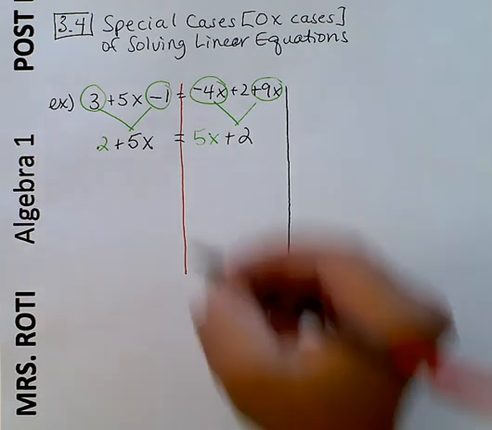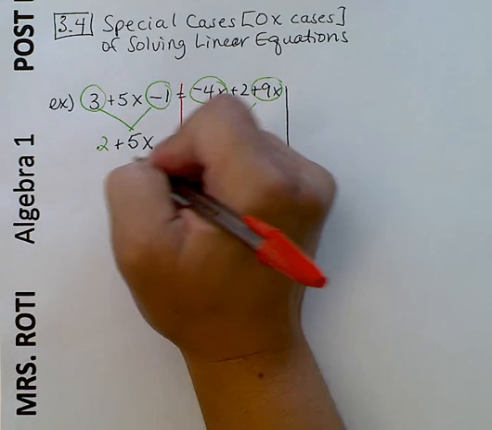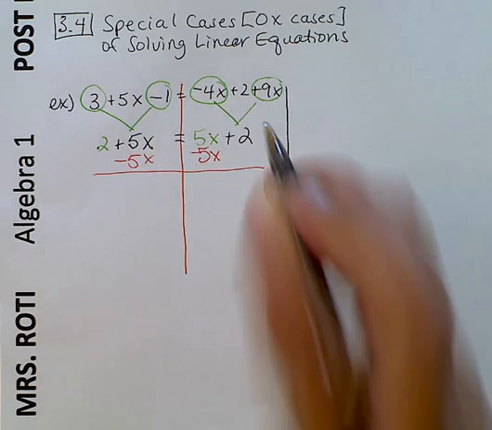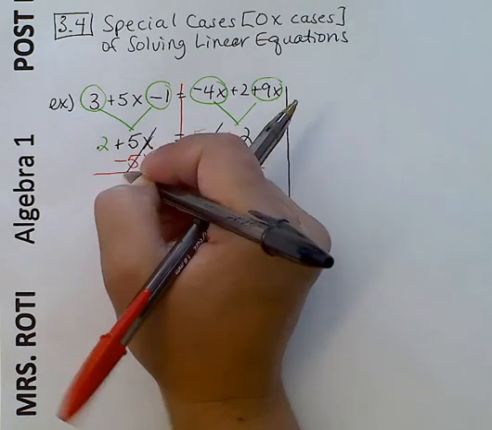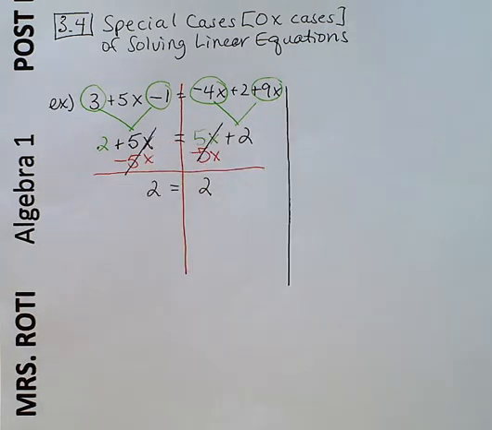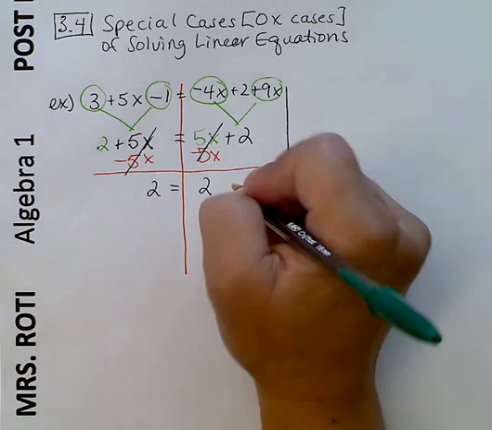Using inverses, I want to get rid of the 5x, so I'm going to subtract 5x from both sides. Notice that it gets rid of it here, but also here, and so I know it's going to be a special case. I need to figure out if it's going to be an identity or no solution. And to do that, I should look to see if the answer is going to be true or false.